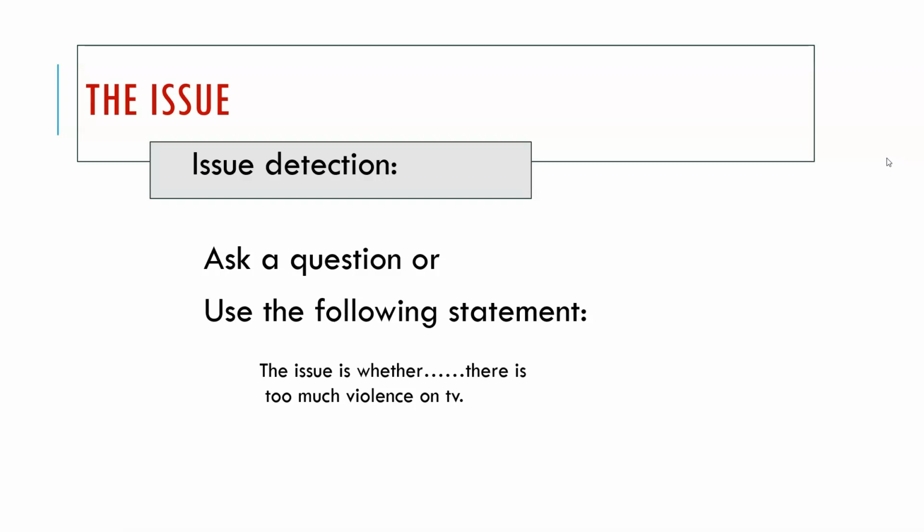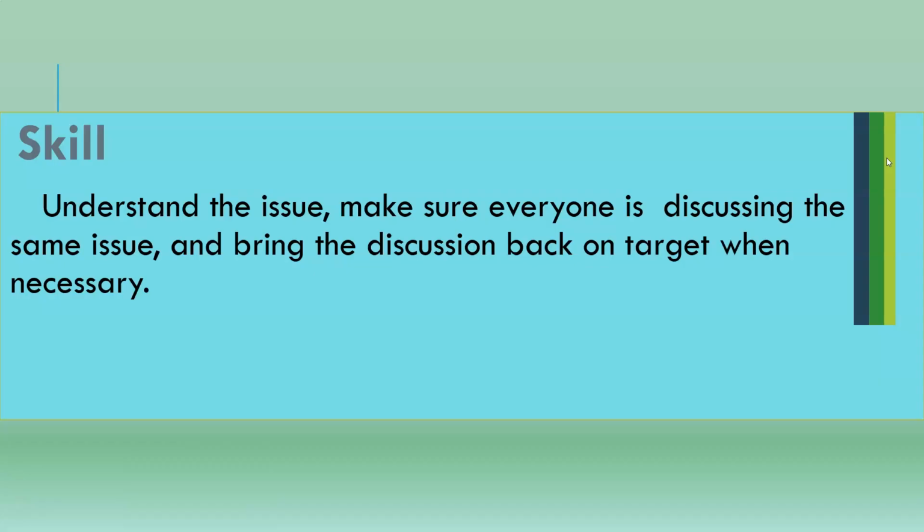So now let's talk about another skill that you can use. This is a skill in communications. When you are communicating with someone and you have an issue that you are discussing, you want to make sure that everyone is discussing the same issue and bring the discussion back on target when necessary. This is a critical step in making sure that we get to a resolution and a conclusion for the issue at hand.